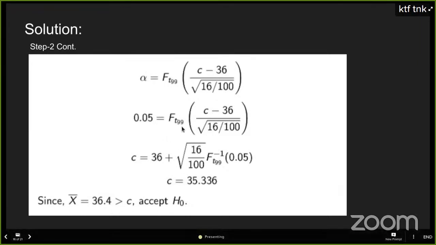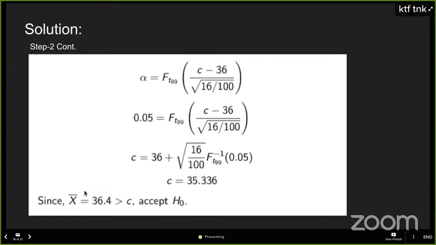So T 99 inverse of 0.05 will be here. Then root of 16 by 100 will come here, so it will be 4 by 10, plus 36. So that will be C. C equals 35.336.